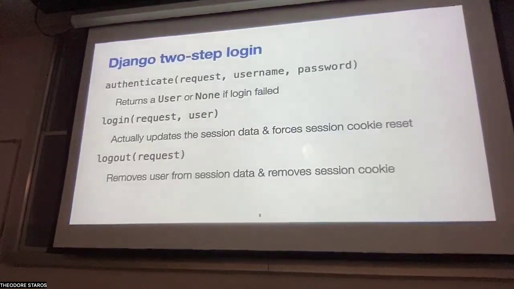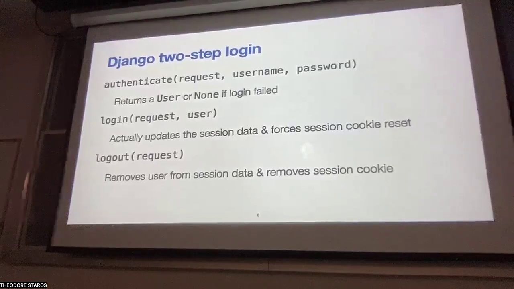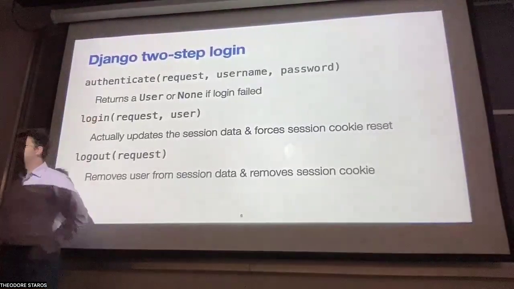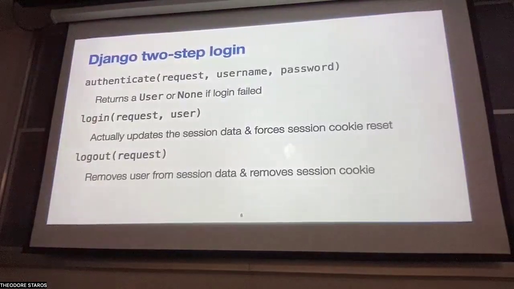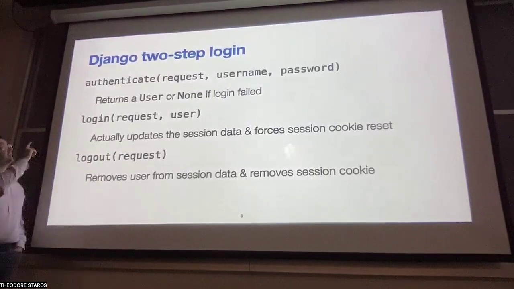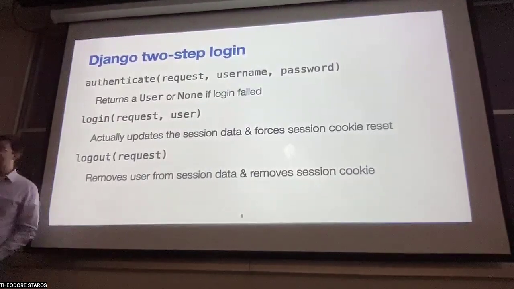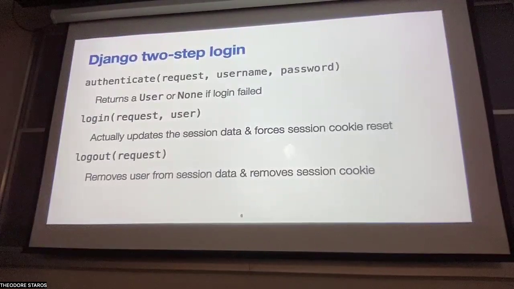At a high level, the Django API here is pretty simple. There are 3 functions. The first function is called authenticate. It is given a username and a password, and it gives you a user object if that's a correct username password pair. Or it'll return None if it's not a correct username password pair.